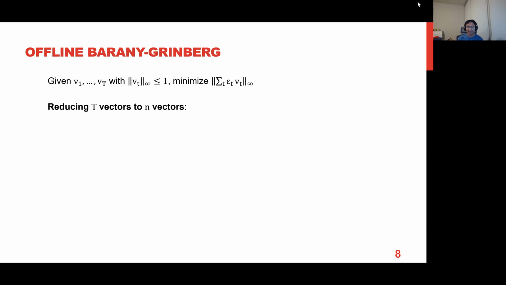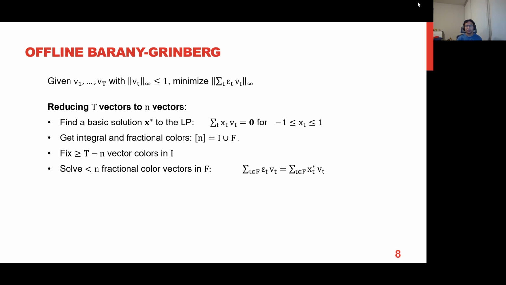Their main idea is a reduction from capital T to n, and it's based on an LP relaxation. You write the natural linear program for this problem, where you assign a variable x_t for the t-th color. You put a constraint that the summation over t of x_t v_t equals 0 for all the coordinates. Notice these are just n constraints. So what this implies is that if you look at a basic solution, a corner point, then most of the colors will actually be either plus 1 or minus 1. Many of the box constraints will be tight because there are only n other constraints. Even if all of them are tight, you'll still get at least capital T minus n integral colors.